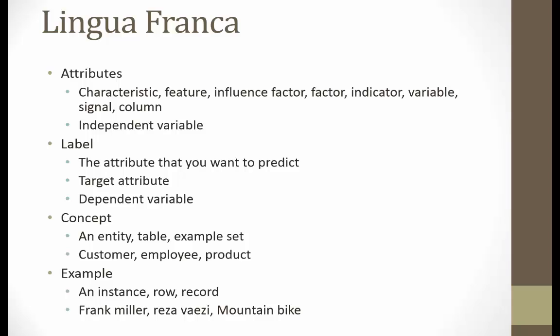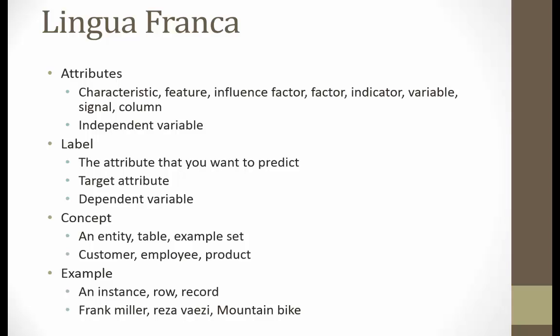The next one is called concept. Concept is the entity, is the table. Again, employee table. Sometimes it's called example set, especially in RapidMiner. Example set refers to a data table, refers to an entity. And examples are like customers, employee, product, and whatnot. And the last one is called example. Again, example is something that RapidMiner uses a lot. The other names for example are instance, row, record. And in the example of employee, Frank Miller is a row, is a record, is an instance, is an example of employee. Reza Vaezi is one of them.